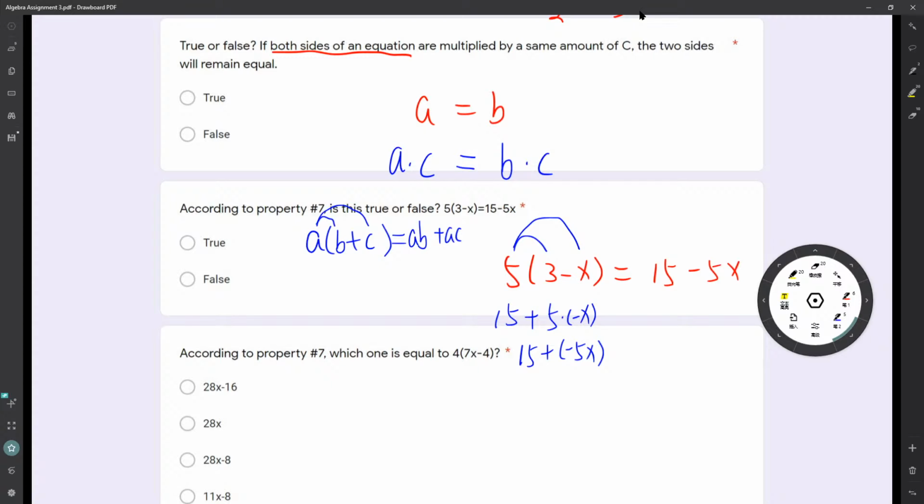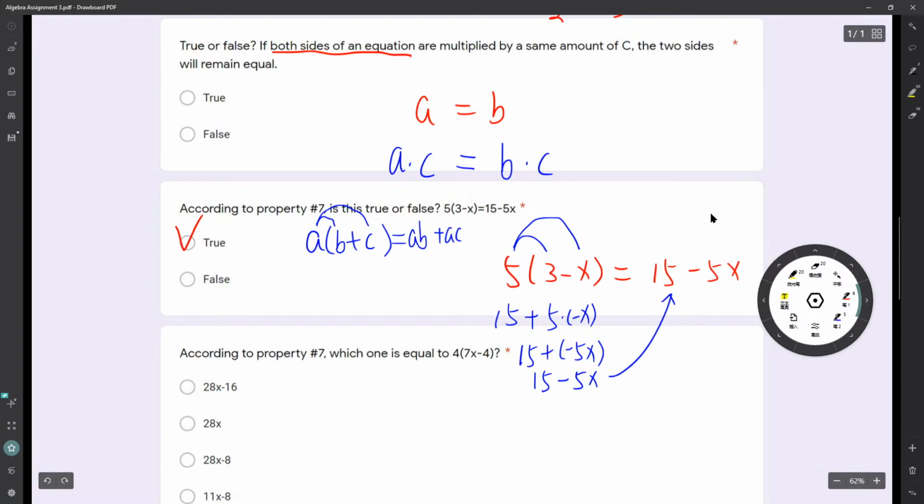And we can even further simplify. If you plus a negative number, you can write it as subtract, so 15 subtract 5x. And that is what we have. So we used this property number 7 to unpack, and we got this. And this is true.